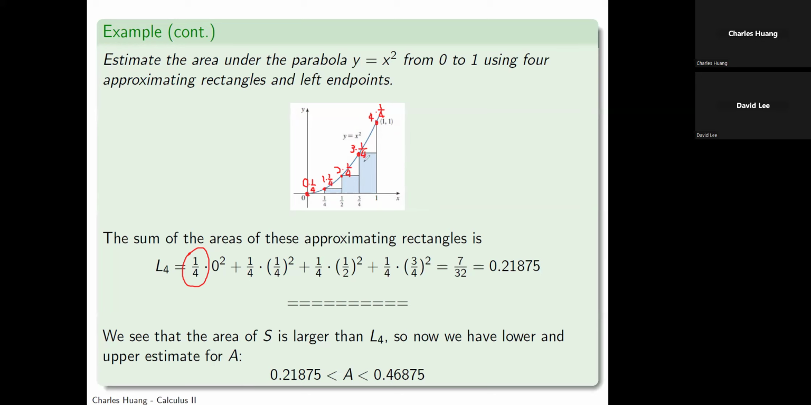Now, because there are 4 rectangles, it's easiest to count the points 1, 2, 3, 4. That's how we count. We start from 1, not from 0, most of the time. And you'll notice that in this case, they happen to be the right endpoints. So this is why we normally use the right endpoints in our definition, and it's the easiest one to do.